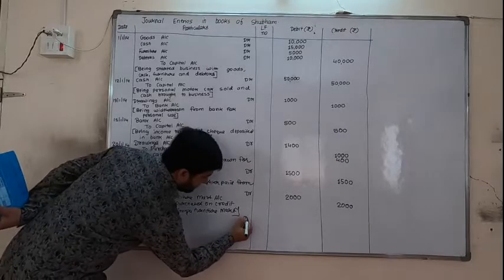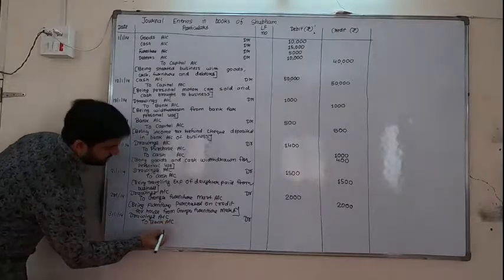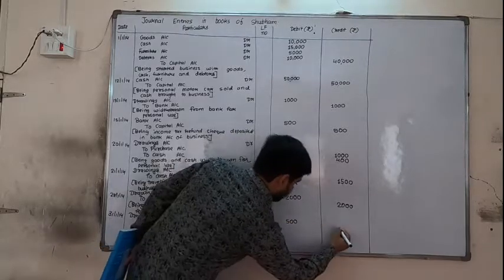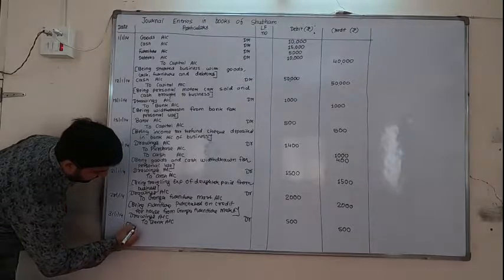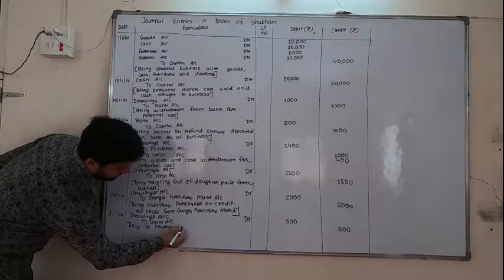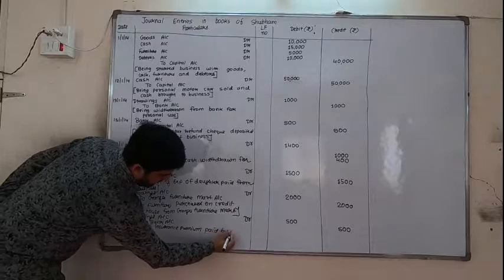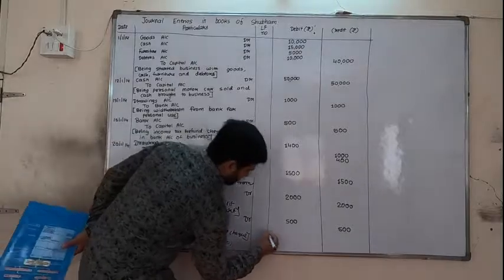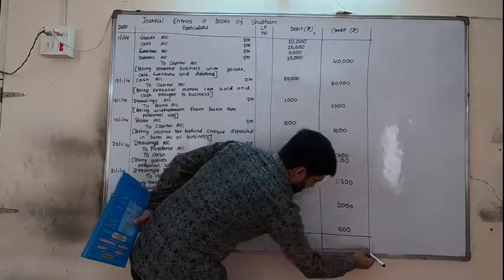Drawings account debit to bank. In the narration: life insurance premium paid by check. Total. Here it should be a double line, as you all know.